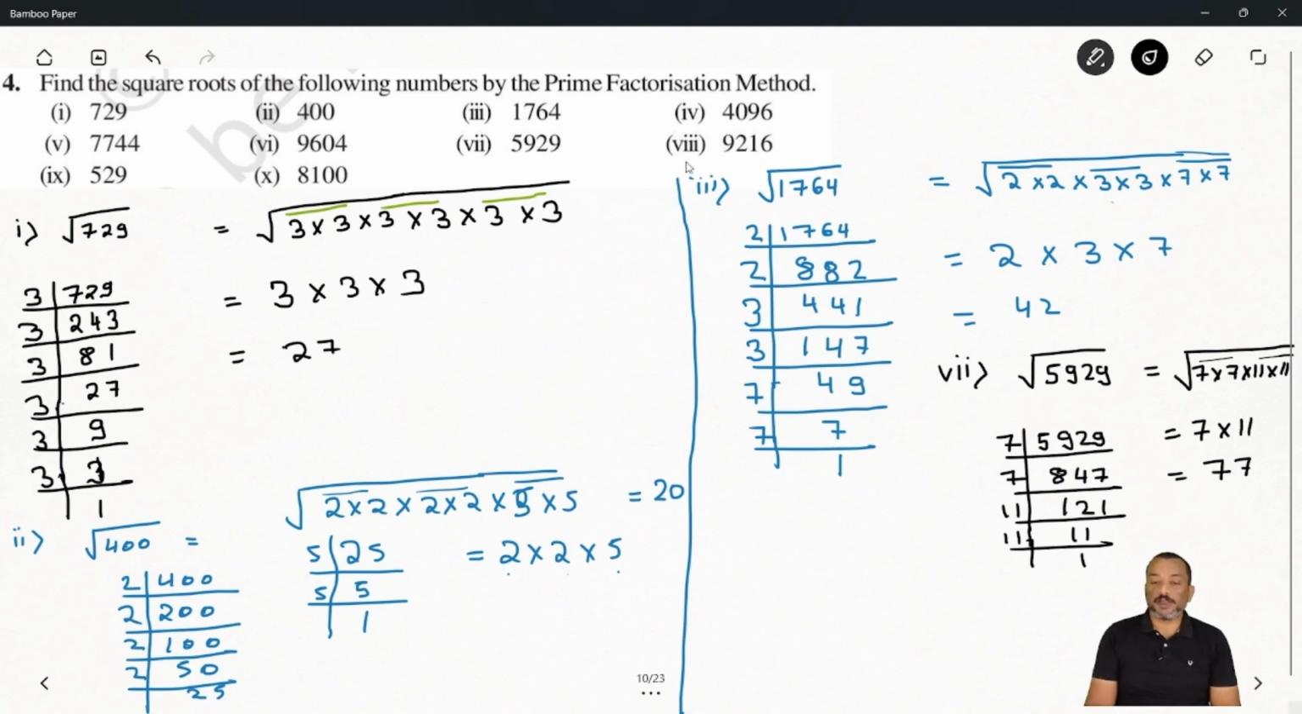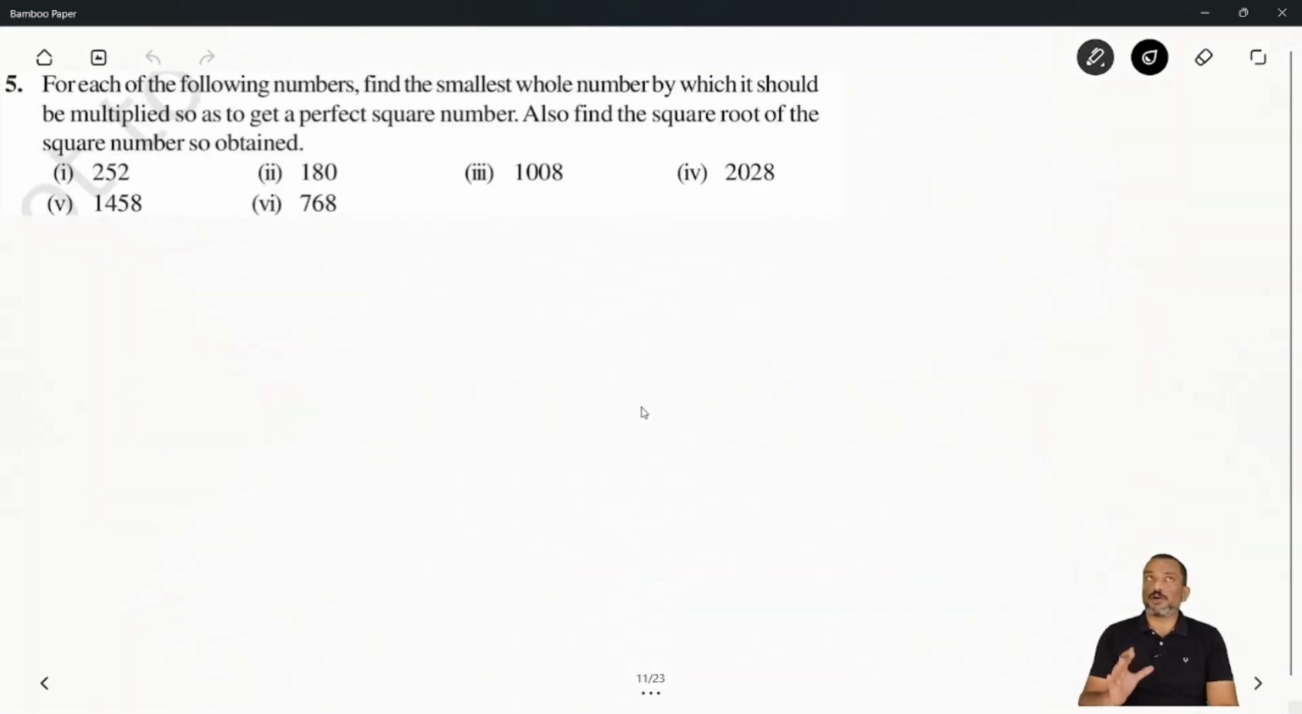Now the remaining questions, number 8, 9, 10, you can do. They are all easy, so you can easily solve them. Okay, now coming to the next question. After solving the questions, you can put the correct answer in the comment section, so I can help you accordingly.